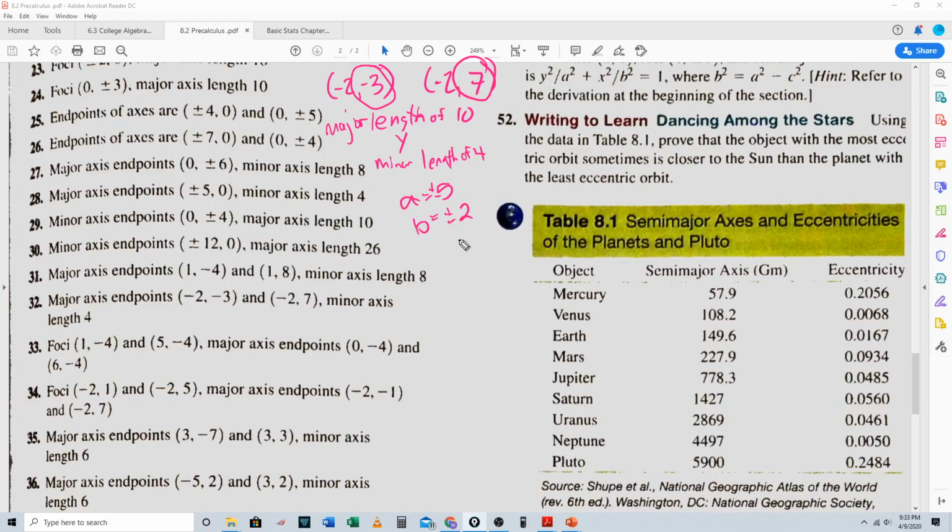Now all we have to do is find the center. Now the center is halfway in between these 2 points. So what's the average of -3 and 7? If you add them together, you get 4. Divided by 2, you get 2. Center y is 2. So we know y goes first. Y minus the center, 2, squared, over a squared, 25, plus x minus negative 2, so plus 2, over b squared, 4, equals 1.